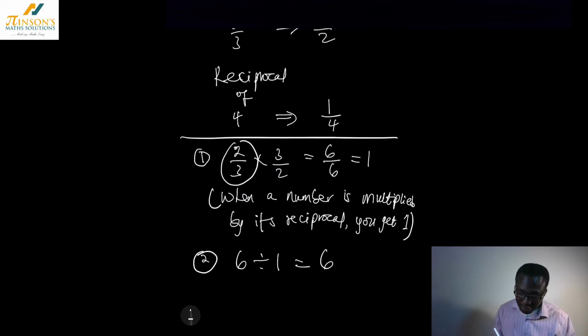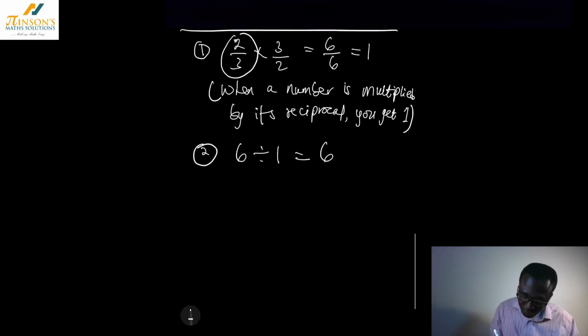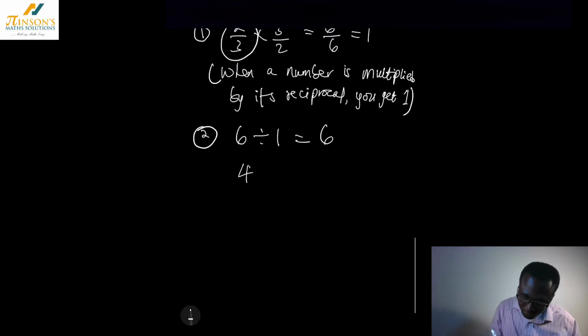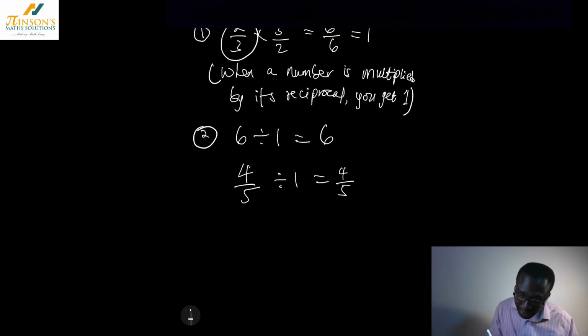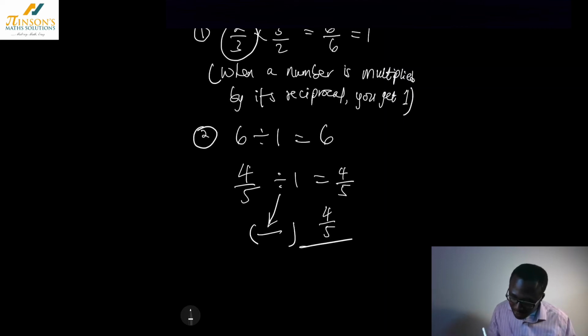Okay, that means if I get 4/5 divided by 1, it is still 4/5. Nothing changes. And then remember, divide is the same as the fraction line. So if I have 4/5 as a fraction over 1, it's the same as 4/5 divided by 1, which is just 4/5.